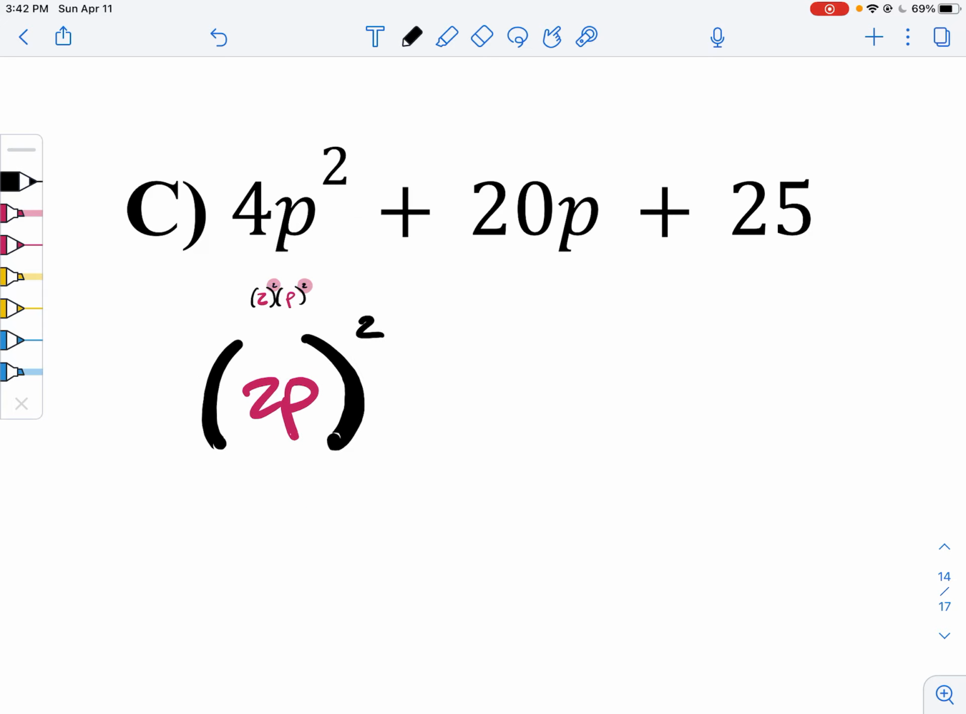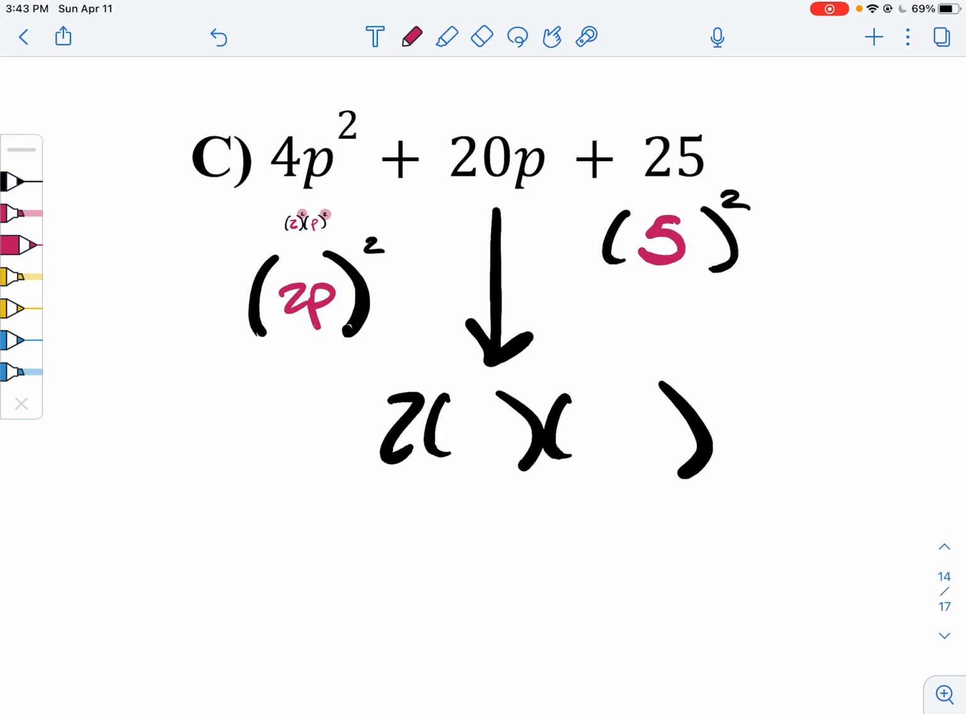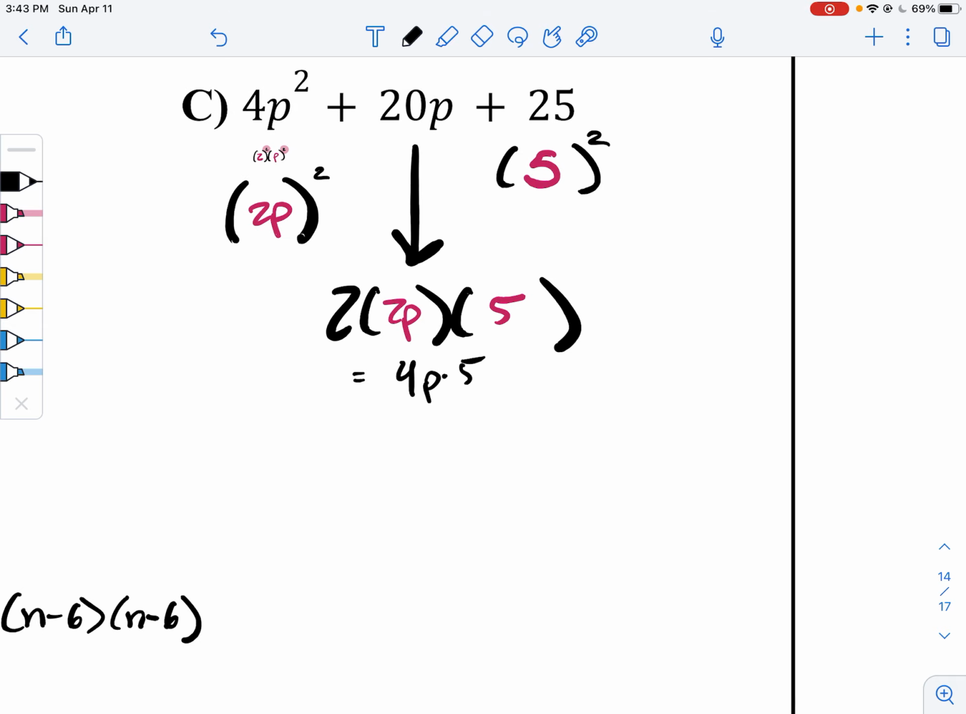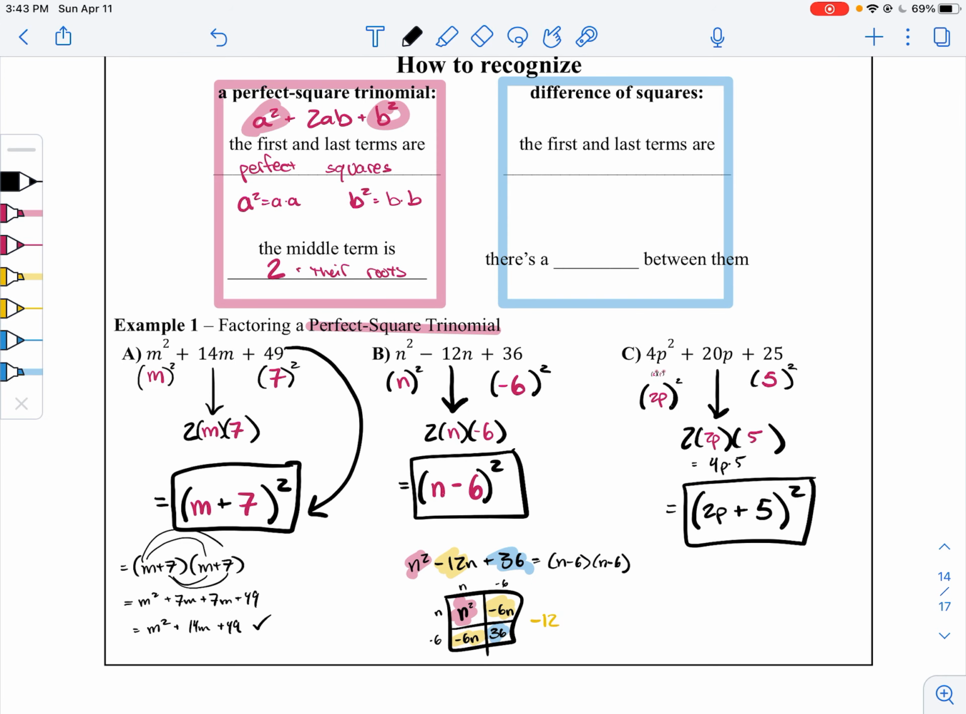And 25, well, that's just 5 squared. Yay. So now the question is, ooh, 20p. Is that equal to 2 times our square roots, which is 2p and 5? It is, because that's 4p times 5, which is 20p. Okay, so now we get our square is 2p plus 5. So that's our perfect square pattern.